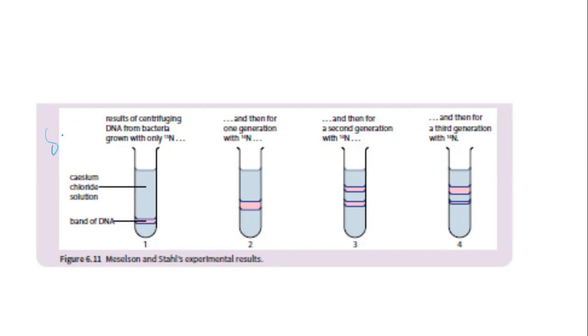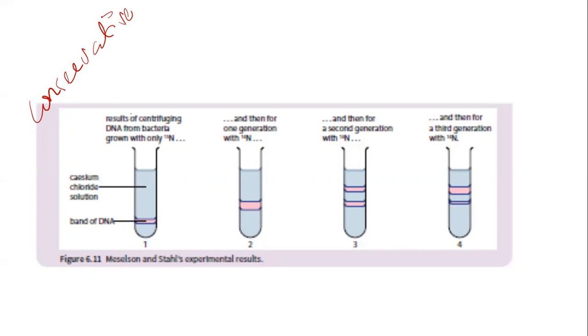So when we are talking about conservative replication, what the scientists actually started to do is that they said, why don't we go ahead and do an experiment to see which method of replication is being followed.